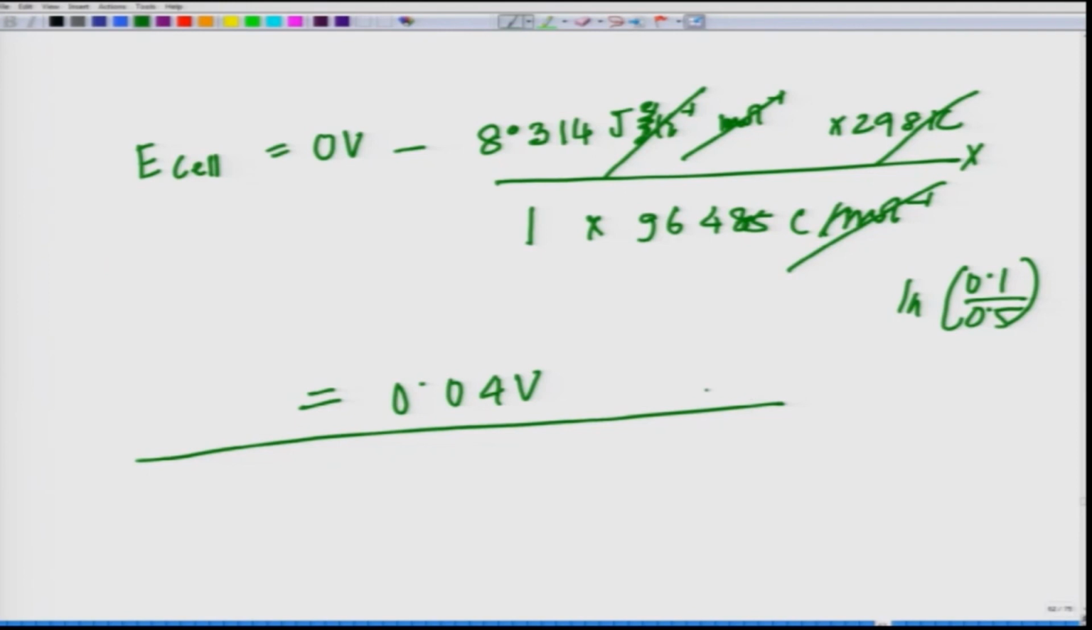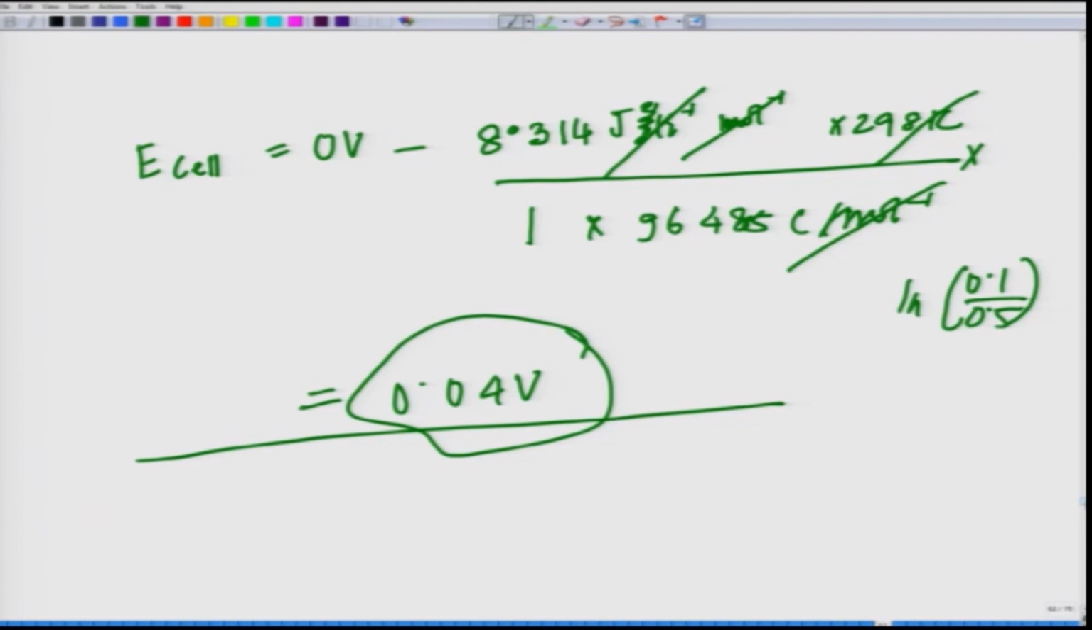The value of E cell for a concentration cell is quite small, as you can see, about 0.04 volt. But what is important here is that when current is drawn from the cell, the potential decreases as the reaction proceeds. The concentrations in the two half cells tend to equalize. When the concentrations are the same in both half cells, the reaction comes to equilibrium where E cell becomes 0.